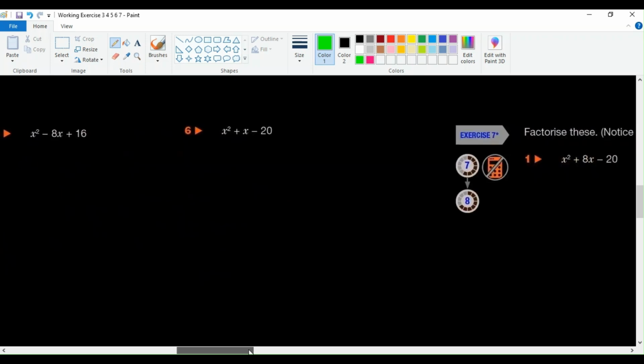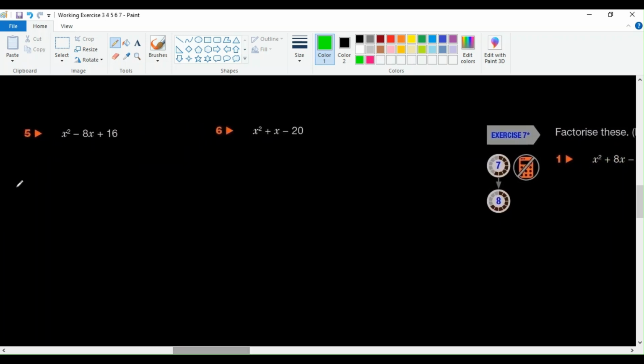Now comes 16. So we know very well 4 times 4 is 16, and minus 4 and minus 4 gives us a minus 8. So I will write minus 4x and minus 4x plus 16 this way, and x minus 4 comes in the first bracket. Copy down x minus 4. Look at the third one. We need minus 4. So x minus 4 and x minus 4 are the two factors for this question.